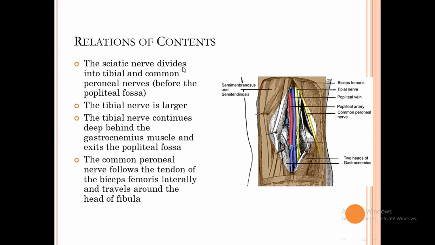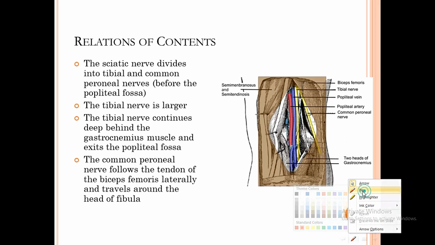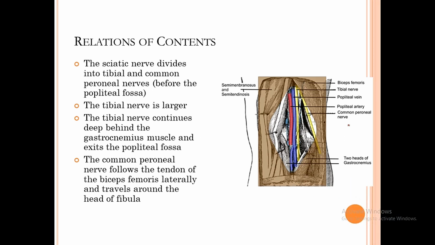Now relationship of contents. This is just a little bit detail of what we have taken in the previous slide. As you can see in the picture, the sequence is common peroneal nerve, then we have a tibial nerve, then popliteal vein, and medial most is a popliteal artery. So let's start here. You see the first, the sciatic nerve.